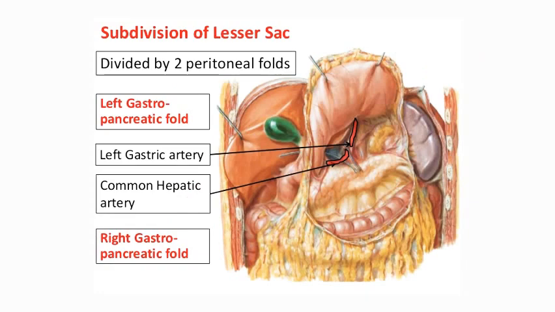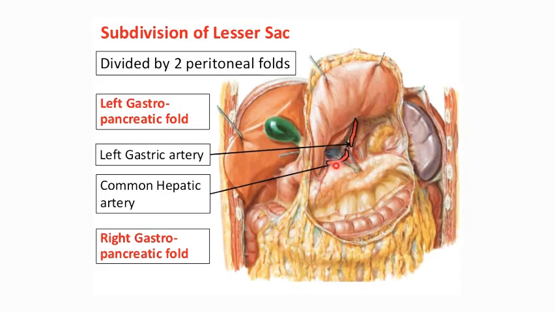Now, subdivisions of the lesser sac. These red things you are looking at here are two peritoneal folds inside the cavity of the lesser sac. We have a left gastropancreatic fold formed by the left gastric artery, and a right gastropancreatic fold formed by the common hepatic artery. By means of these peritoneal folds, the whole of the lesser sac cavity is divided.